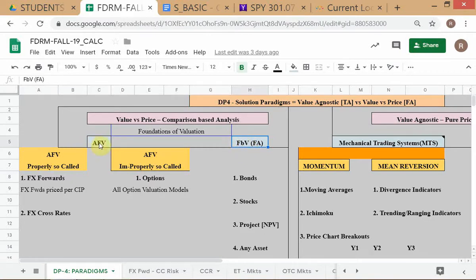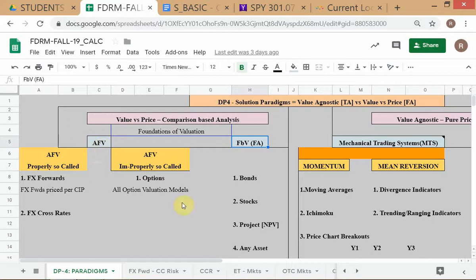so we don't need to write this and slow down. That's the whole point of doing the video, is that I can save a lot of time because I don't have to write down all this stuff. Okay, so this AFV stands for arbitrage free valuation, this stands for forecast based valuation. So the implication is that this is not based on forecasts.